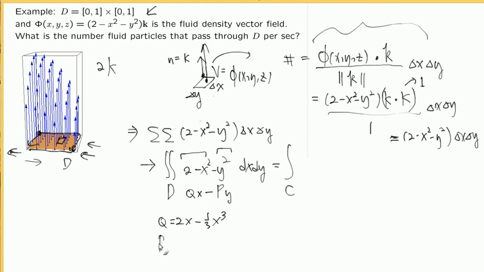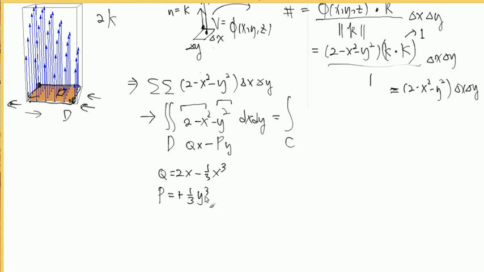How about P? Negative 1/3. No, it's positive 1/3, right? Y cubed. Yeah, the negative is from there. Make sense? So if P is that and Q is that, that's a vector field. You can put it in there: P, 1/3 y cubed dx, right? Plus this one, 2x minus 1/3 x cubed dy. Green's theorem says this must be true, right?